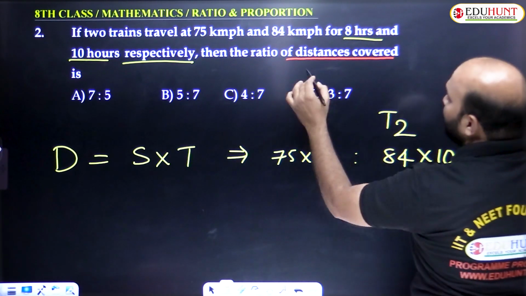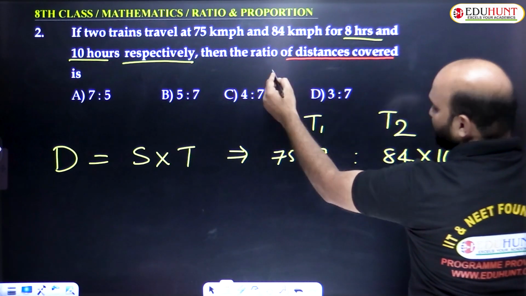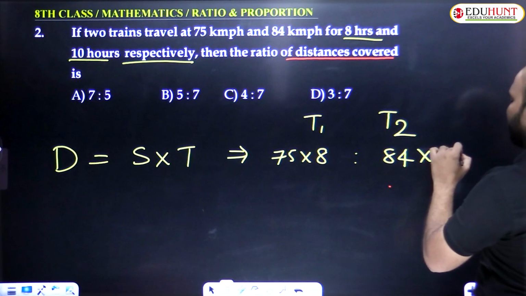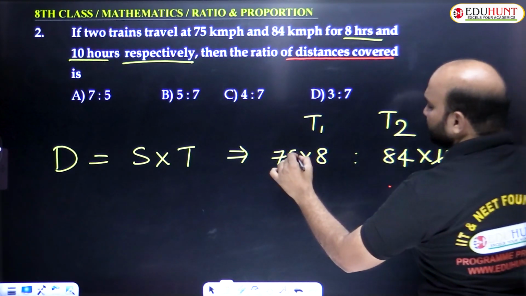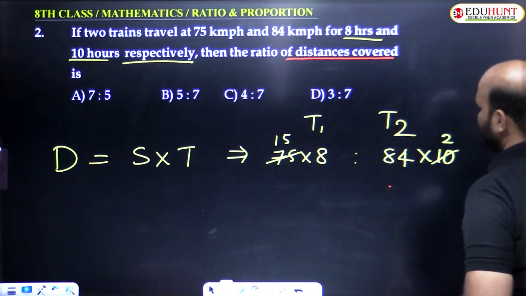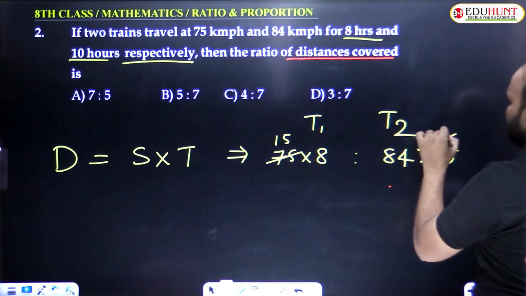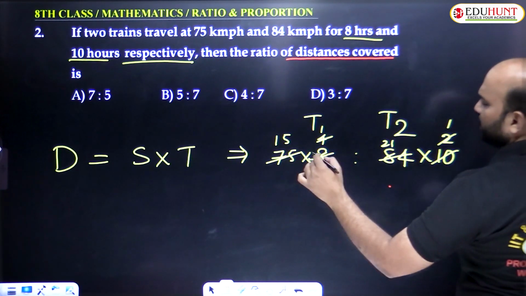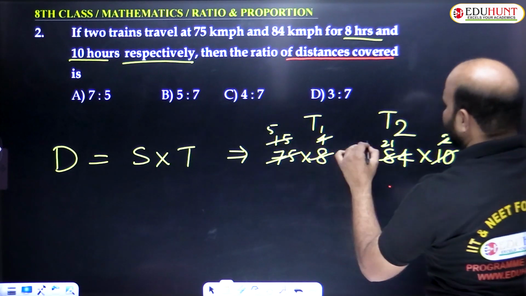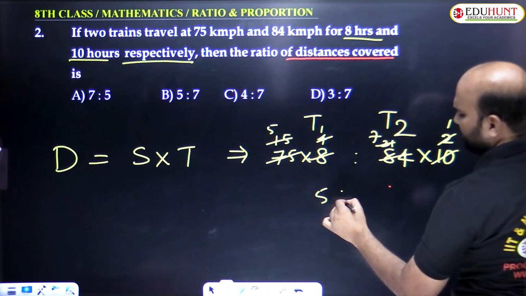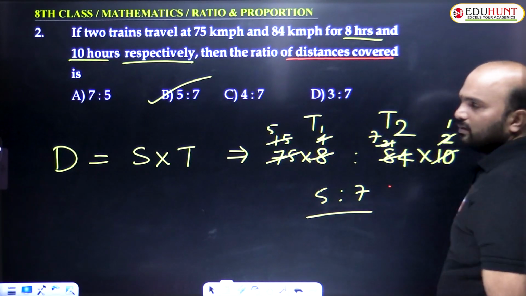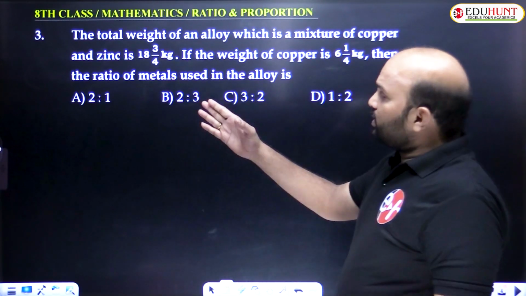So finally we are asked for the distance ratio. This is the required ratio, okay? So first 5 2s are 10, 5 15s. Am I clear? Again 2 1s are 2, 4s. Next one 4 21s. Next 3 5s, 3 7s. What is the required answer? 5:7. 5:7 is the right answer. Option B is the right answer. Am I clear? Let's go to question number 3.